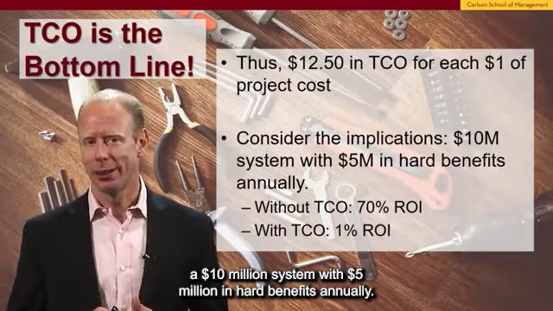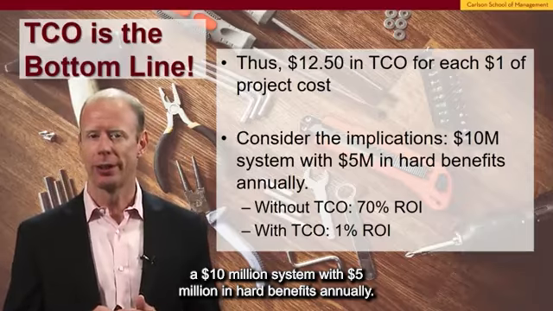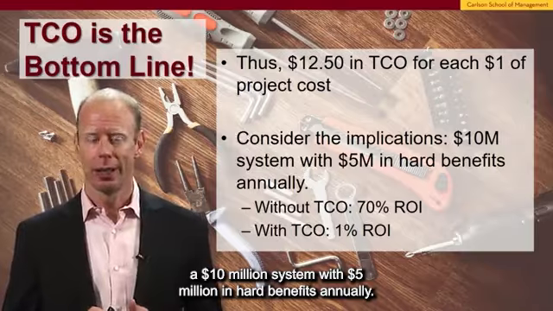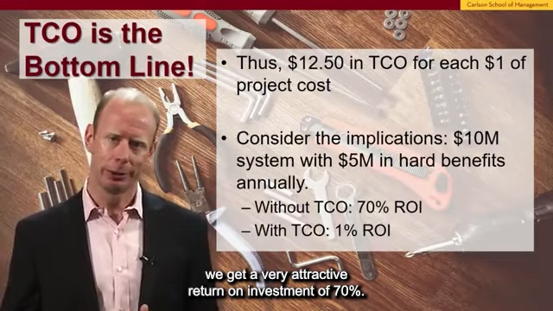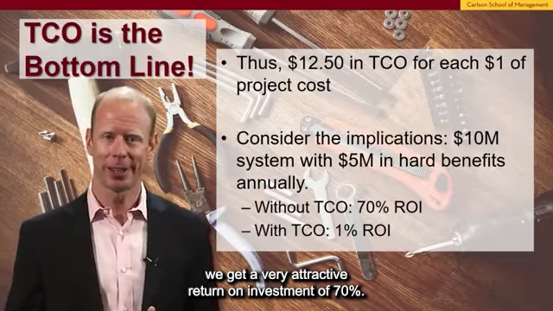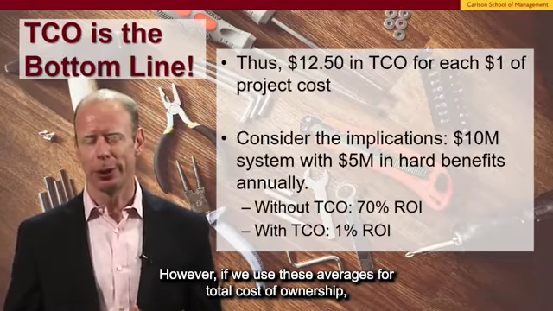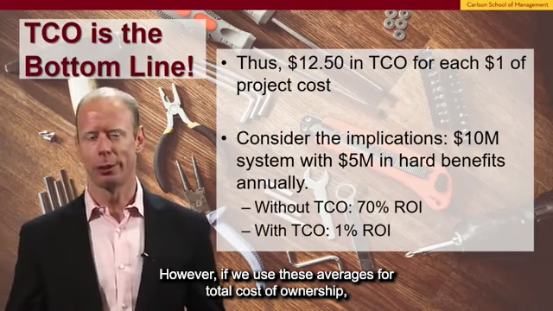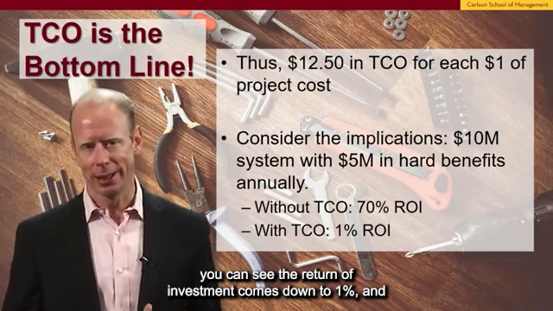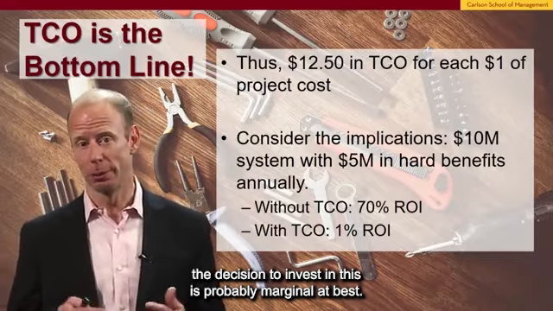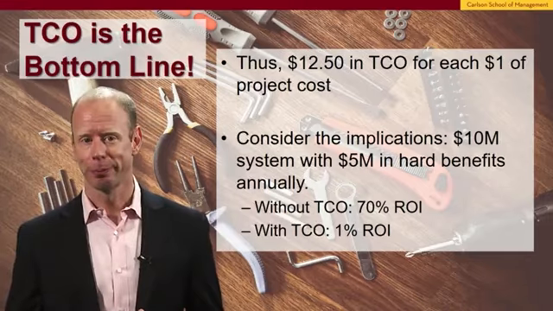A $10 million system with $5 million in hard benefits annually, if we don't consider the total cost of ownership of this system, we get a very attractive return on investment of 70%. However, if we use these averages for total cost of ownership, you can see the return on investment comes down to 1%, and the decision to invest in this is probably marginal at best.